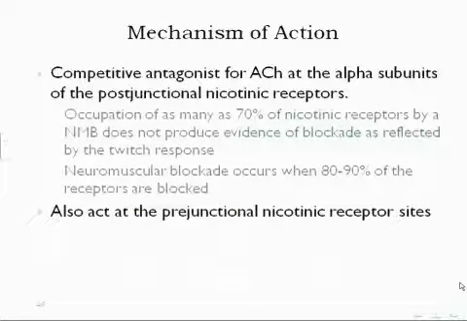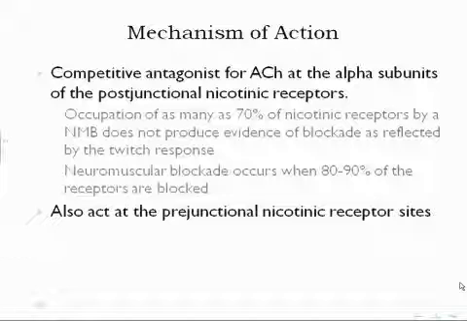The mechanism of action is, because they're competing, they bind to the alpha subunits at the post-junctional receptor sites. Their occupation of as many as 70% of the nicotinic receptors does not produce evidence of blockade. That's pretty impressive. That means if you have a train of 4, which means you have a twitch height of train of 4, and you think everything's fine, that person's 70% blocked still. So can you really tell me that your person is perfectly safe to wake up and extubate at that point? And the answer is no. So clinically, we have a very hard time telling with just our monitors when somebody's adequately reversed.